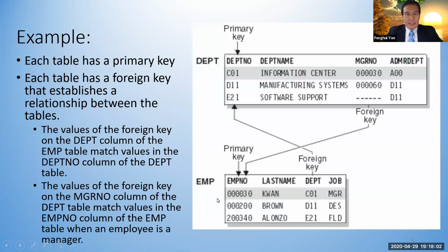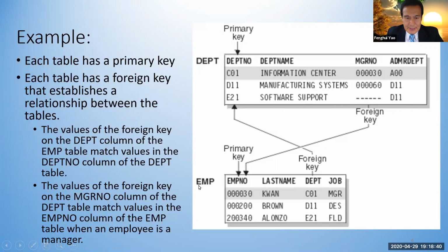Next, it is an example of two tables. First is DEPT table. It has primary key, DEPT number is primary key, and department name, and MGR number, and then ADM DEPT. So that is the first table. And then this column is foreign key.